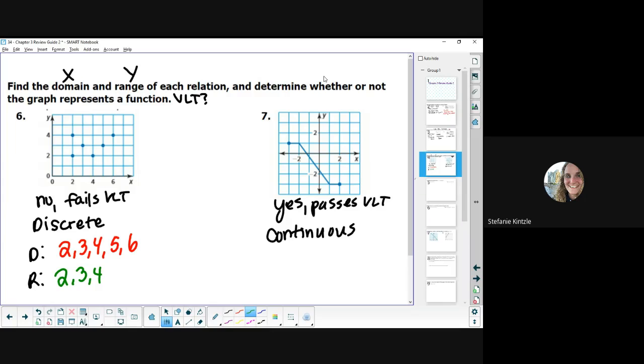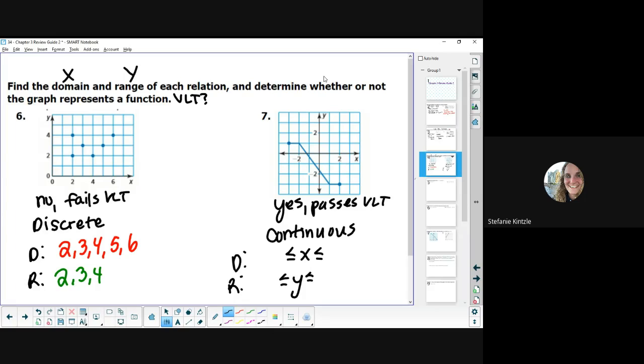All right, this is a continuous domain. Anytime you have a continuous domain, you have to write it as a compound inequality. We want all of the x values between this number and this number. So we have to write it like this, right, as a compound inequality. Domain is x, range is y.